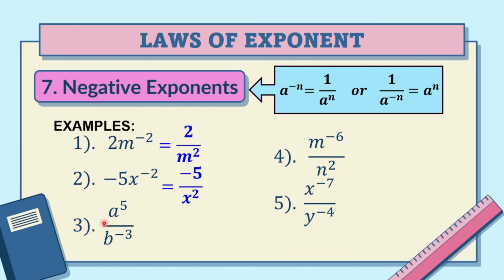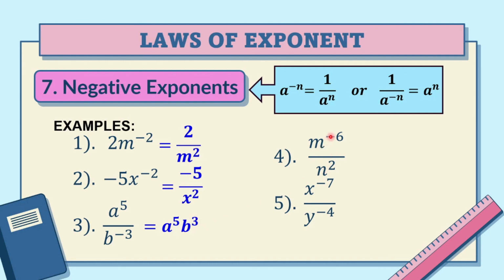Okay, number 3, we have a raised to 5 divided by b raised to negative 3. Okay, so kung mapapansin, ang ating negative exponent is base b. So the answer is a raised to the power 5 b cubed. Okay, so ang ating denominator dito na b raised to negative 3 ay naging numerator na and naging positive na yung kanyang exponent.